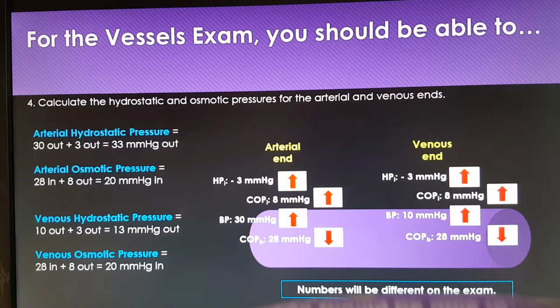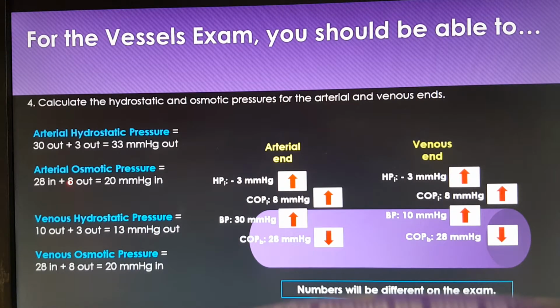So calculating your hydrostatic and osmotic pressures for the arterial and venous ends. So your numbers will be right by each other. So looking at your hydrostatic pressure, so we have our 3 driving out, so the -3 will still be there, but remembering that it drives out of the cell. And there's the blood pressure, so that's 30 out as well, so those combine to make your 33 out.